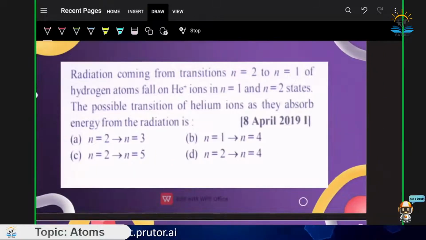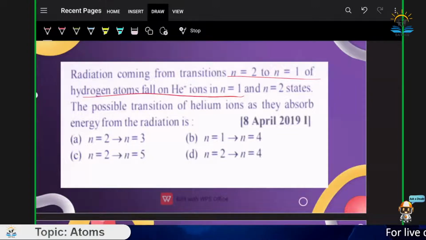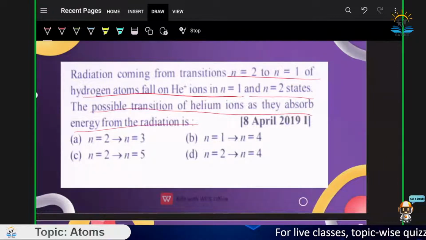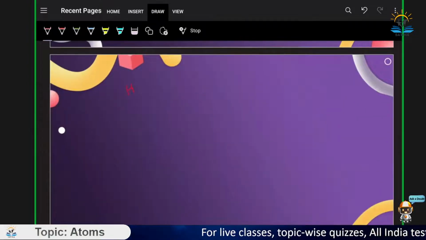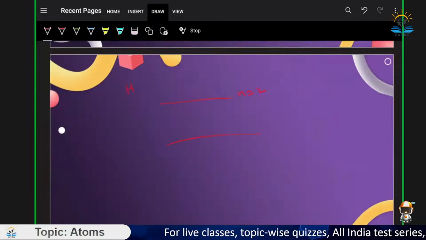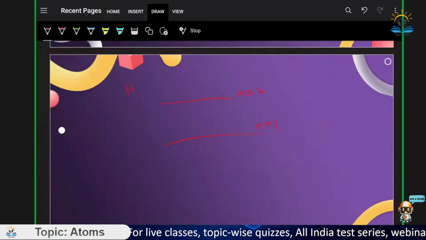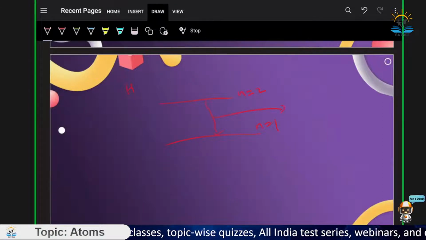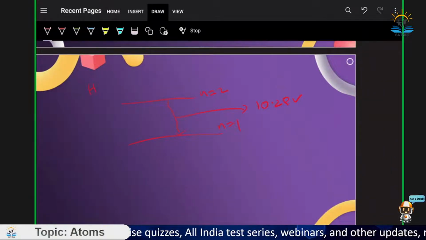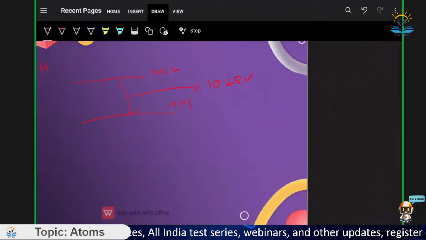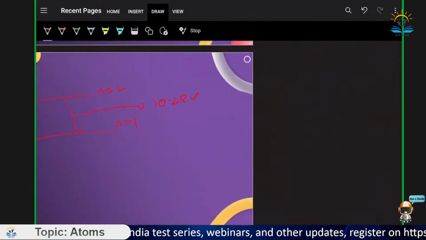Next question. The radiation coming from the transition n equal to 2 to n equal to 1 of hydrogen atoms falls on helium plus ions in n equal to 1 and n equal to 2 states. What are the possible transitions of helium ions as they absorb energy from the radiation? Very simple. In the hydrogen atom, the transition is n equal to 2 to n equal to 1, so the emitted radiation will have energy of 10.2 electron volt. We have to keep that 10.2 electron volt in mind, and look at the helium plus energy levels.